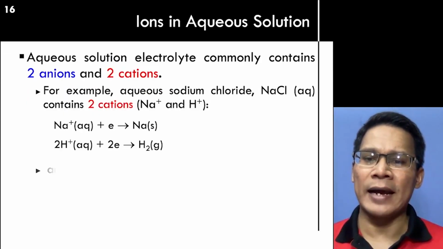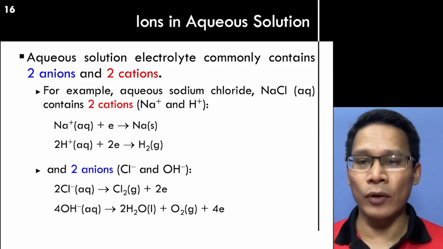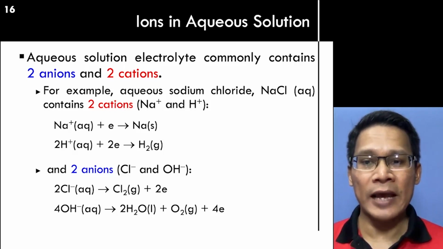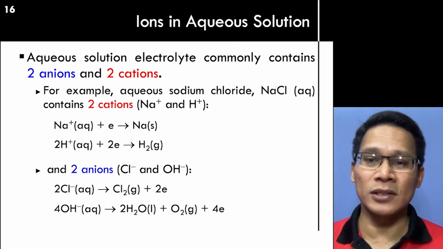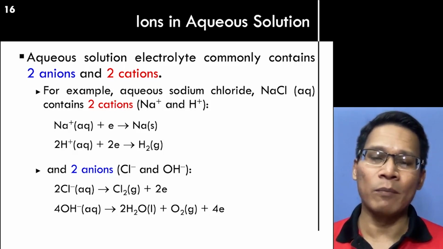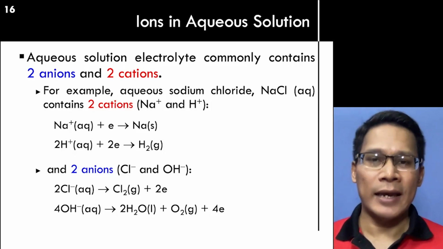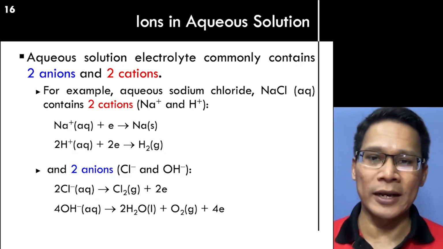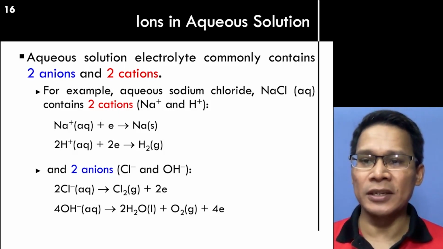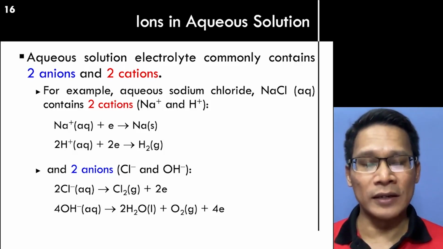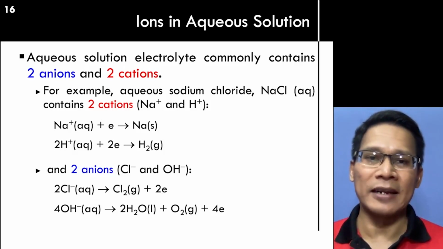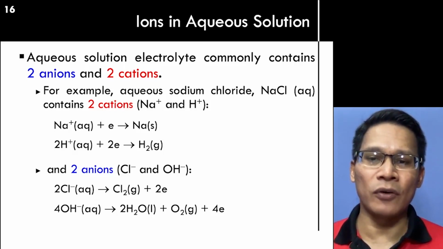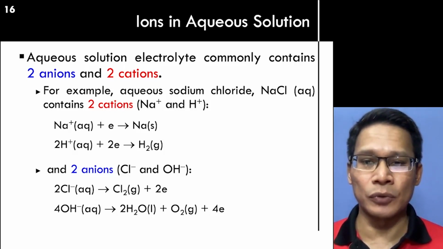Now, what if we have an ionic compound such as sodium chloride and dissolve it in water? We will have a sodium chloride aqueous solution. Like molten sodium chloride, aqueous sodium chloride also has free-moving sodium ions and chloride ions. Additionally, there are ions from the solvent, hydrogen ions and hydroxide ions. The discharge half reactions for each of the ions are as shown.